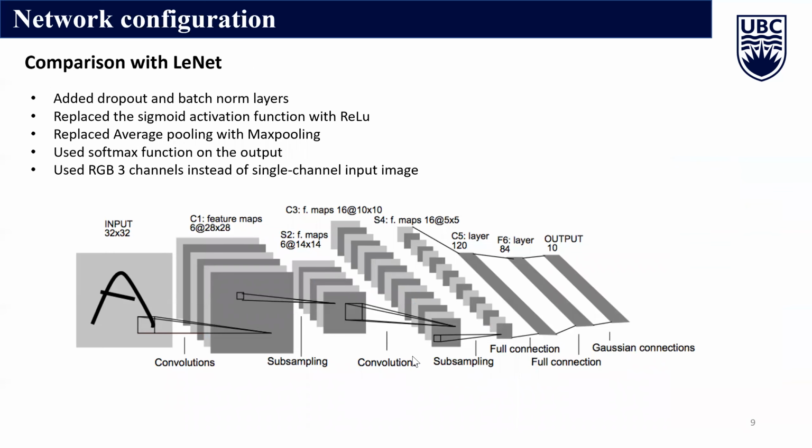In comparison with LeNet, we add dropouts and batch normalization layers, replace the sigmoid activation function with the ReLU function to increase the training speed. We replace the average pooling with max pooling, and also use the softmax function on the output. We use RGB 3 channels instead of the single channel input image.